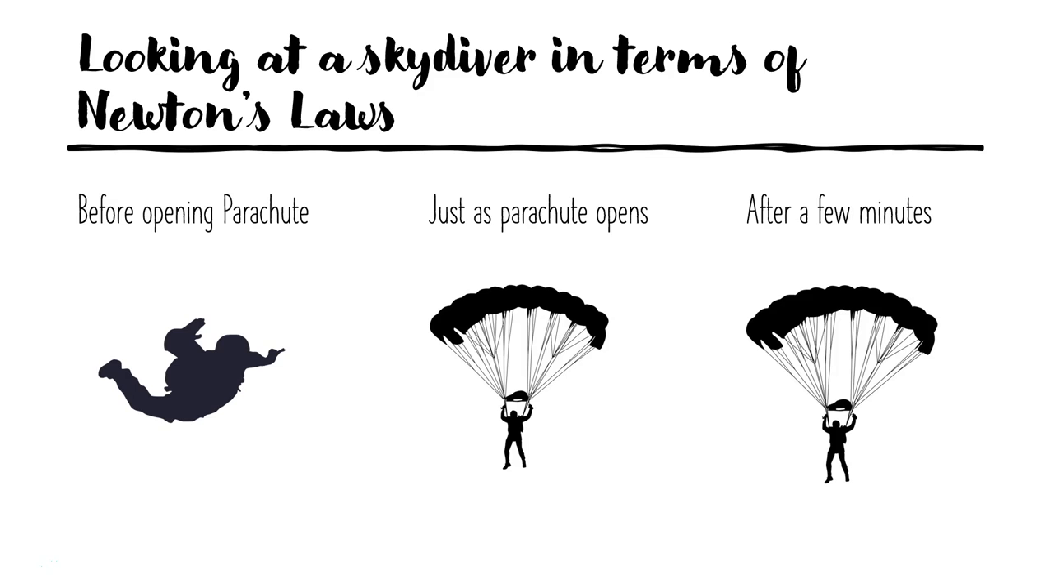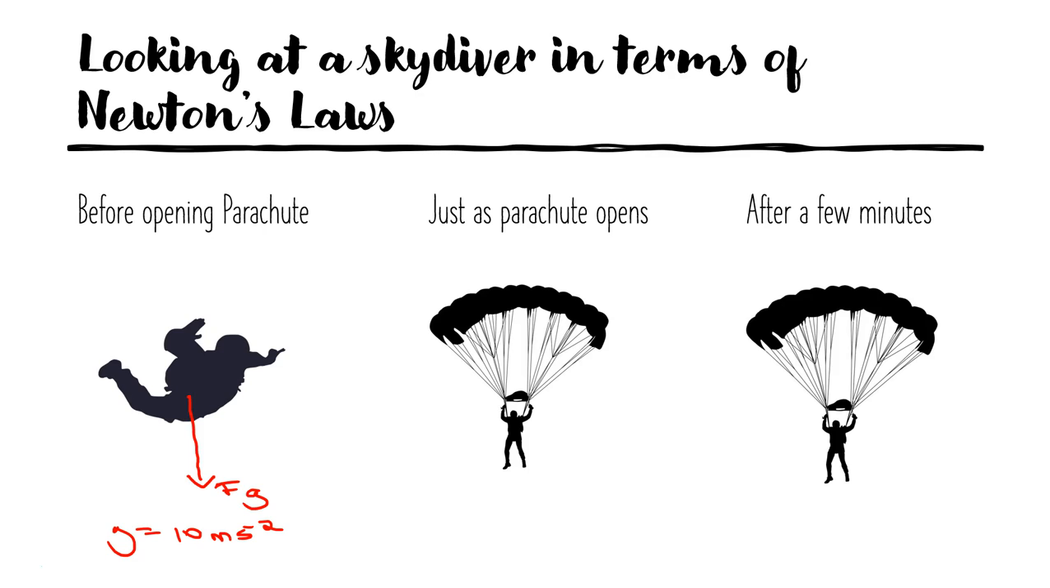Okay, so let's look at an example that has been shown in your booklet and in some of the other activities that you've done. We can look at the action of a skydiver in terms of Newton's first law. As the skydiver jumps out of the plane, they will fall, accelerating towards the earth with a force due to gravity. Gravity is actually an acceleration, which is approximately 10 meters per second squared. So they're going to fall towards the earth with an acceleration of 10 meters per second squared.